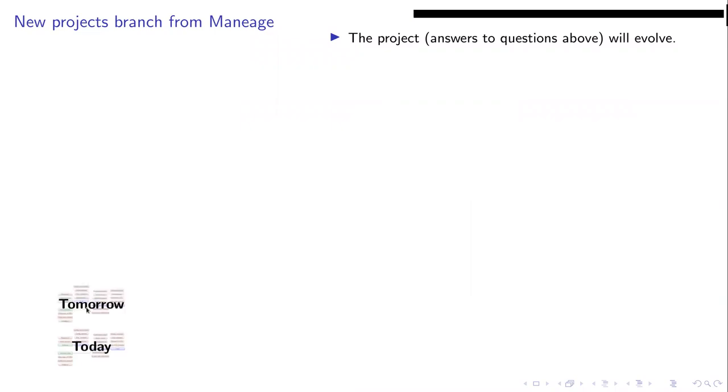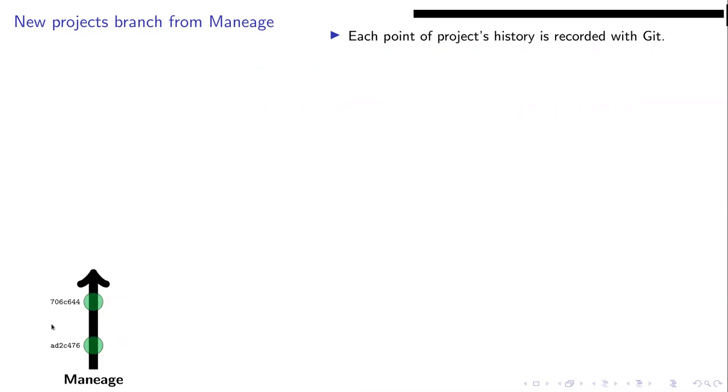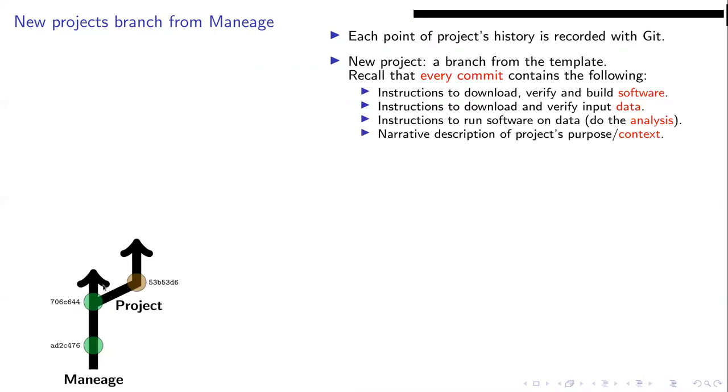Okay, tomorrow you add something, right? You add a new plot, you change something. With Git, you keep that as a commit, as a history, and each commit gets a name, a hash. Okay, so now this is how the whole system works. We have this core Maneage branch. Maneage is short for managing data lineage, right?